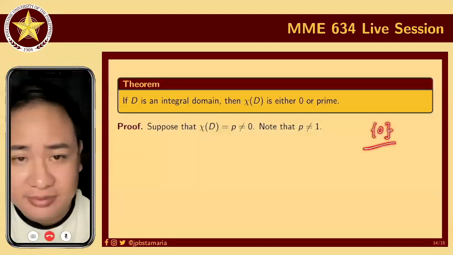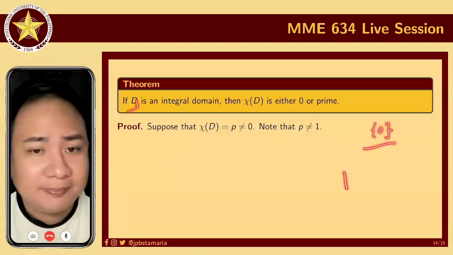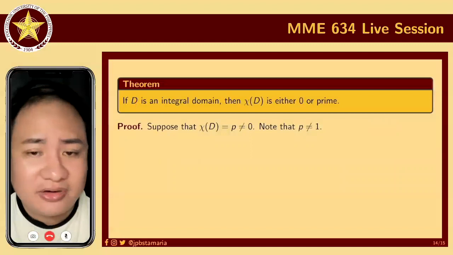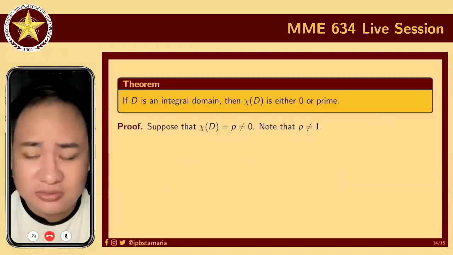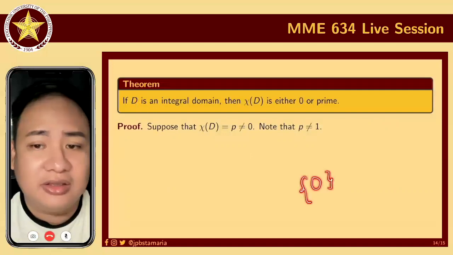That can't be because D is an integral domain. It must have a 1. 1 is different from 0. So, the characteristic cannot be 1. Otherwise, magiging isa lang yung element ng ring mo. Magiging ganyan lang. Did you understand?